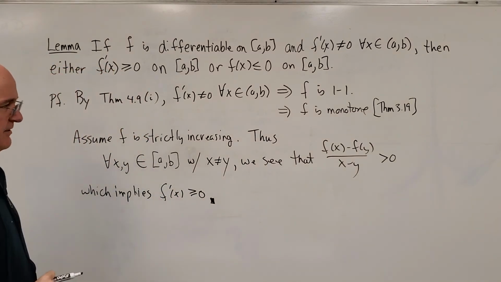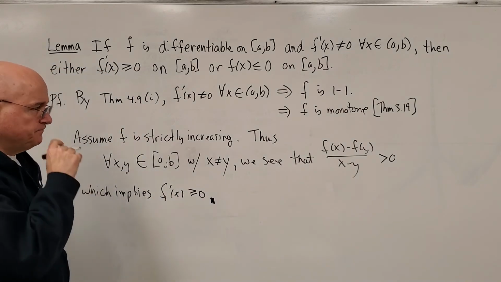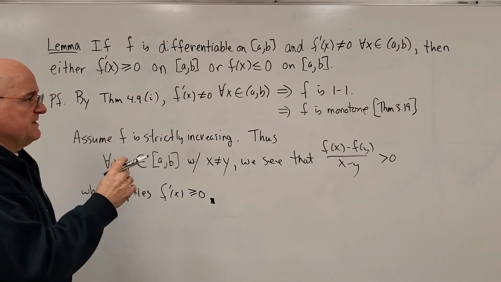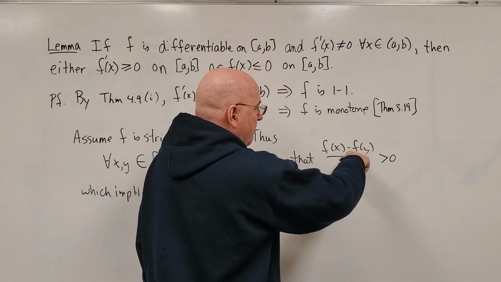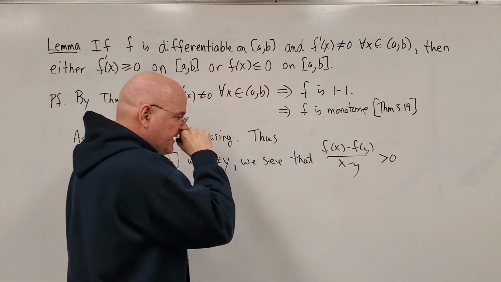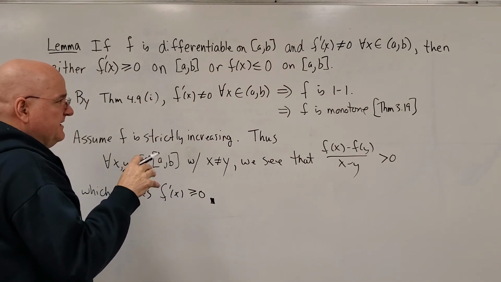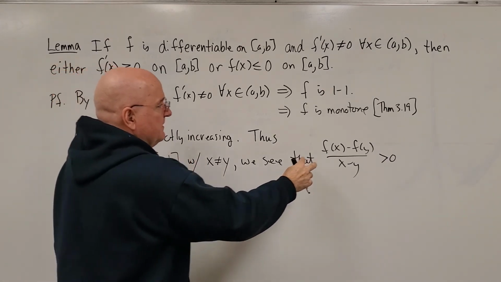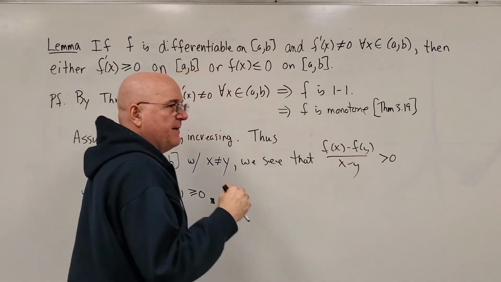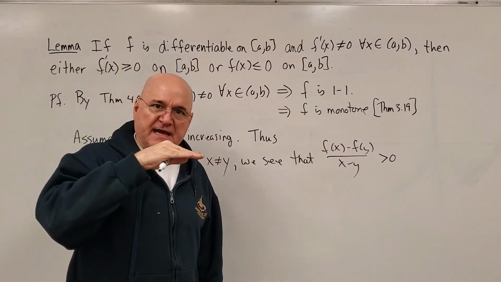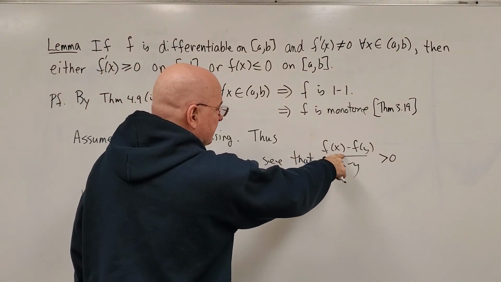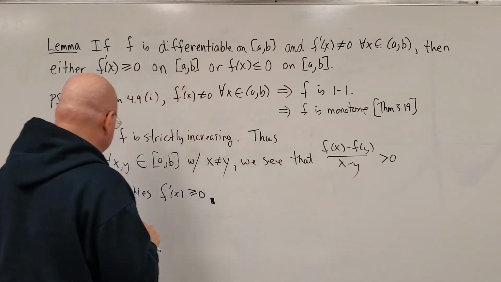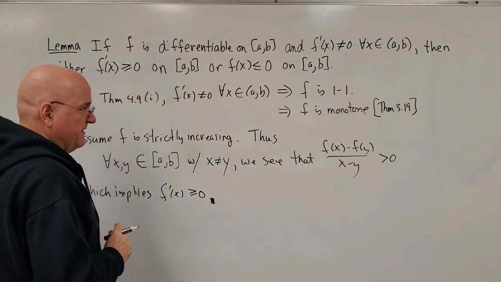And why does it say greater than or equal rather than greater than? Well, we're taking a limit. These are positive numbers, and even though every x and y give us a positive number, a limit could actually be 0. So as we take the limit, this could turn into 0. So f prime of x is greater than or equal to 0.